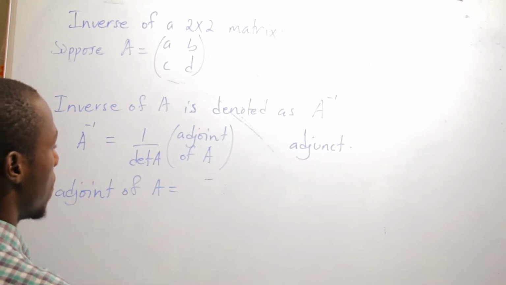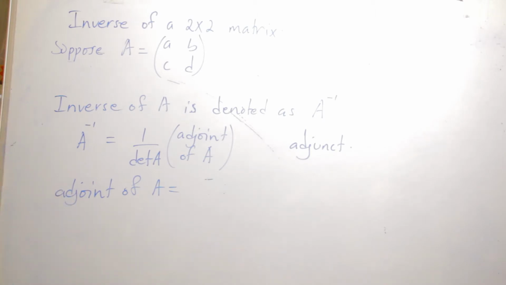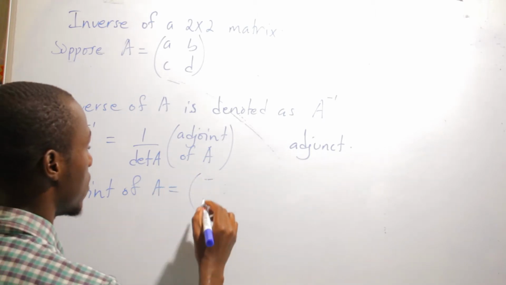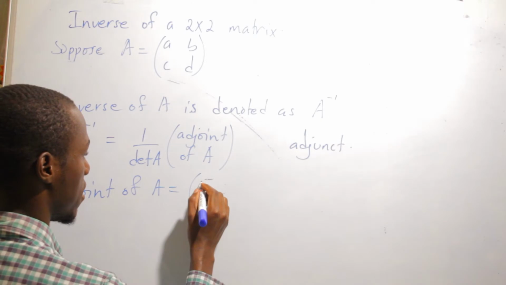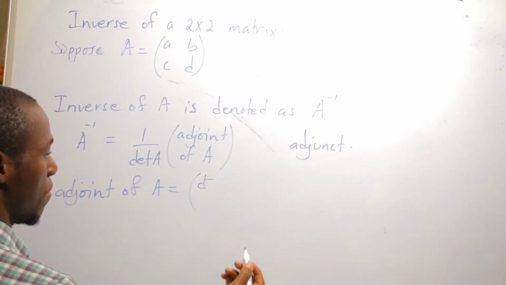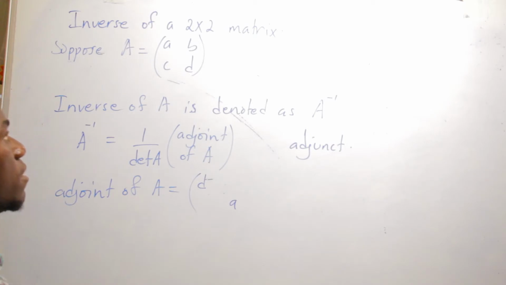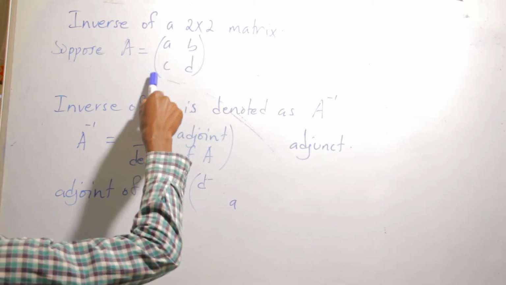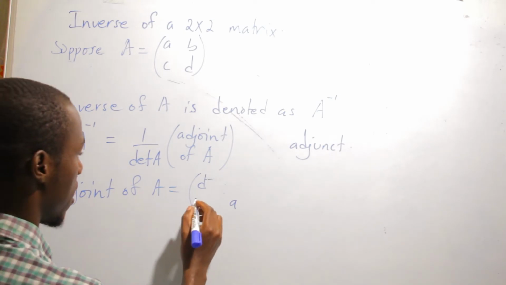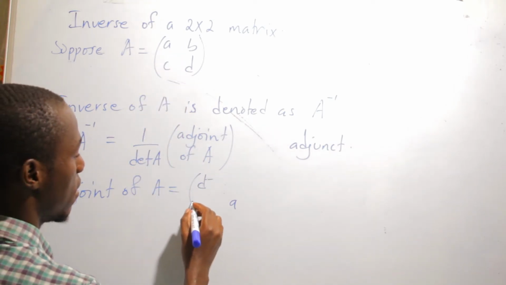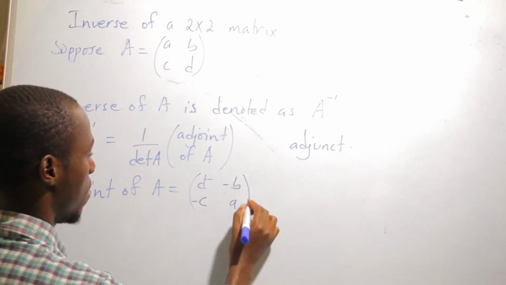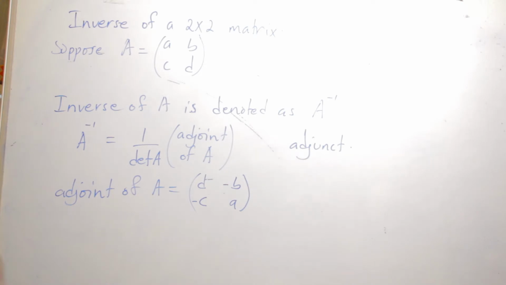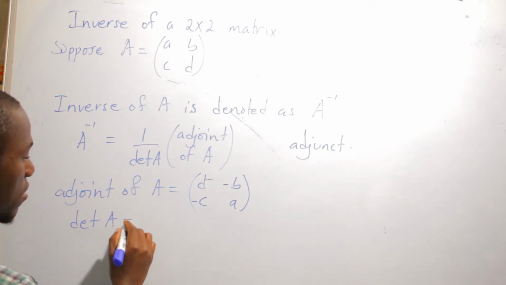The adjoint of A is also a matrix, but the way we get it is we interchange the elements in the leading diagonal. That is, the D takes up the place of A and the A takes up the place of D. Then those in the minor diagonal change signs. So from our matrix A, though the B and the C were positive, they are now going to become negatives.